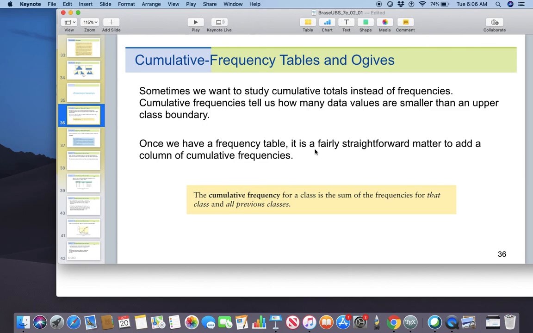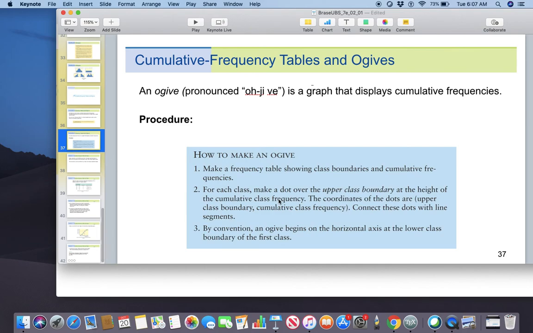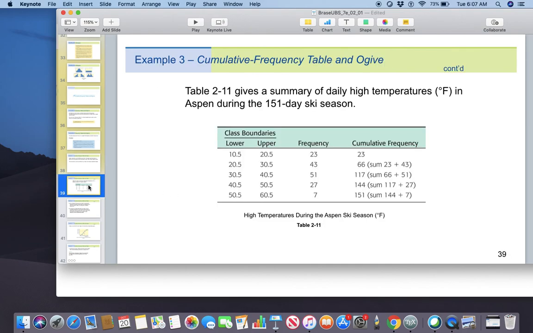Once we have a frequency table, it is a straightforward matter to add a column of cumulative frequencies. The cumulative frequency for a class is the sum of the frequencies for that class and all previous classes. So I would like to show an example. Let's worry about the ogive a little bit later.